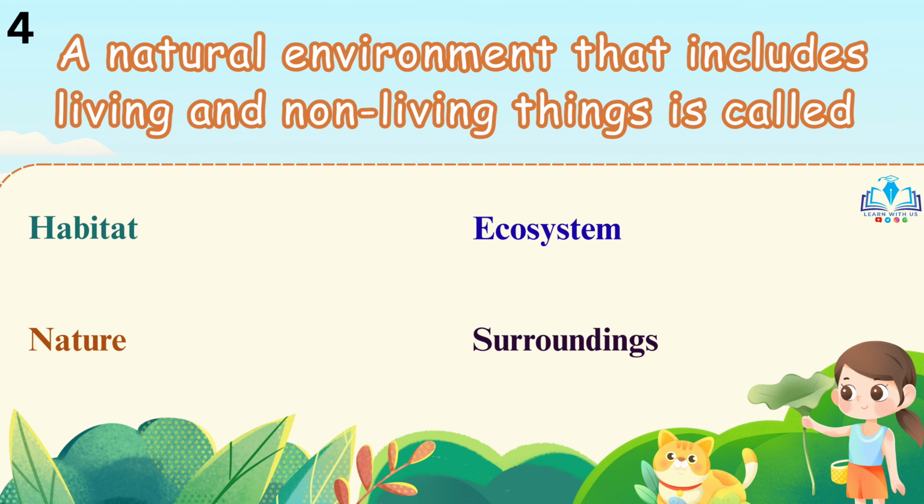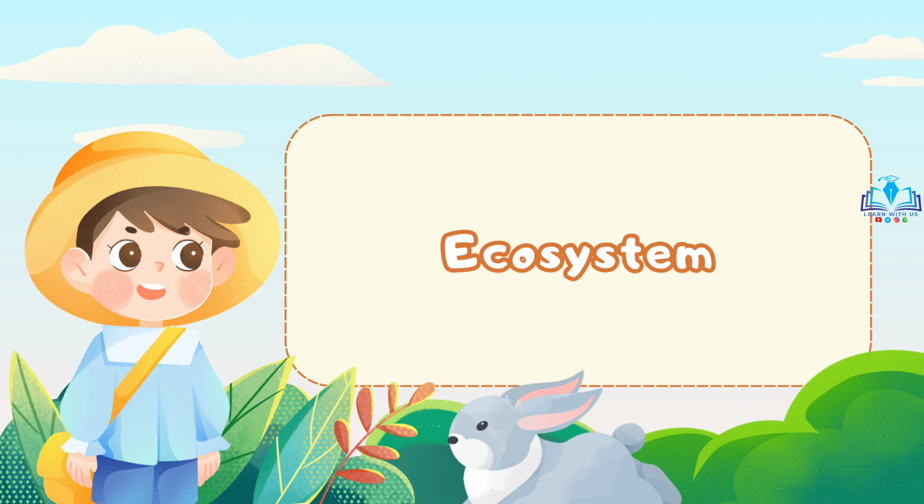Question 4. A natural environment that consists of living and non-living things is called an A. Habitat. B. Ecosystem. C. Nature. D. Surroundings. Answer B. Ecosystem.